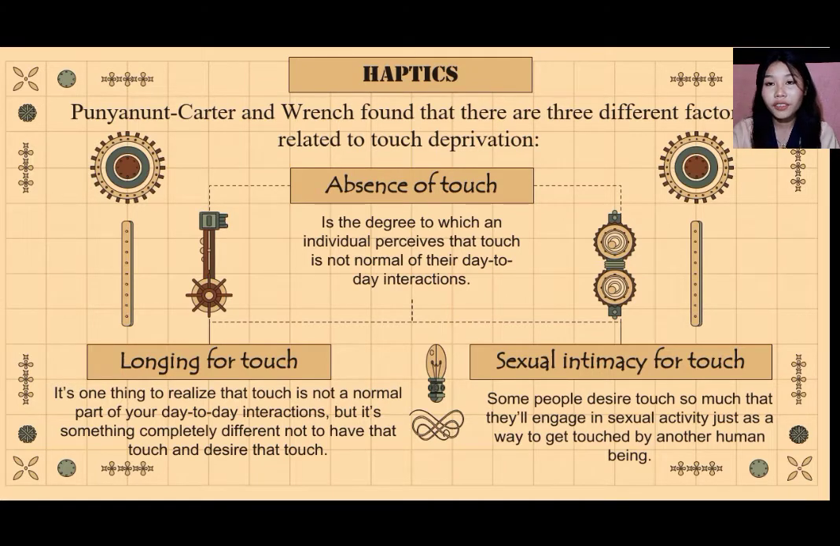The researchers found that there was a positive relationship between touch deprivation and depression, and a negative relationship between touch deprivation and self-esteem. The study also found that those individuals who felt that they did not receive enough touch growing up, or tactile nurturance, also reported higher levels of touch deprivation as adults. So this is just a further indication of how important touch is for children and adolescents.